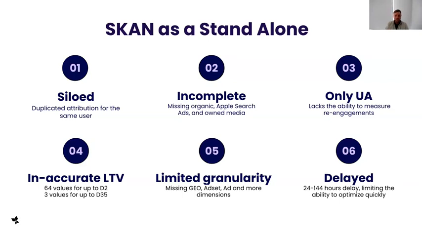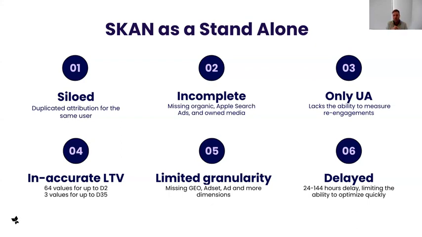So the first problem that we all know with SKAN, it's siloed. It's a different, siloed and duplicated attribution source. So users attributed by SKAN can also be attributed by AppsFlyer, yes or no. It differentiates between the different channels and the different attribution capabilities. So SKAN is just there on the sideline with a whole different attribution logic. And it's also partial and incomplete. It's missing organic, Apple Search, own media, a lot of different paid channels. So on your portfolio, not everything is trackable with SKAN.